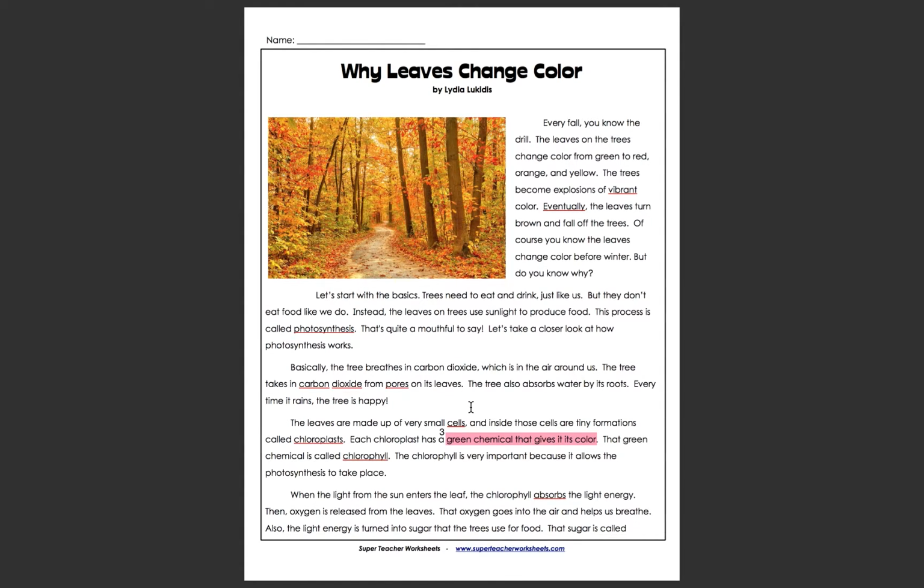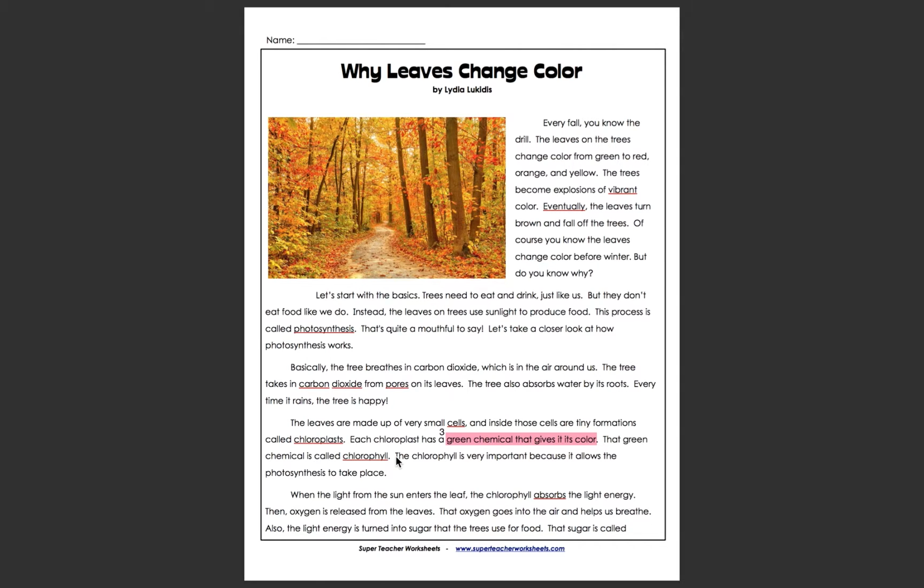The leaves are made up of very small cells, and inside those cells are tiny formations called chloroplasts. Each chloroplast has a green chemical that gives it its color. That green chemical is called chlorophyll. This is the answer to number 3. The chlorophyll is very important because it allows the photosynthesis to take place.